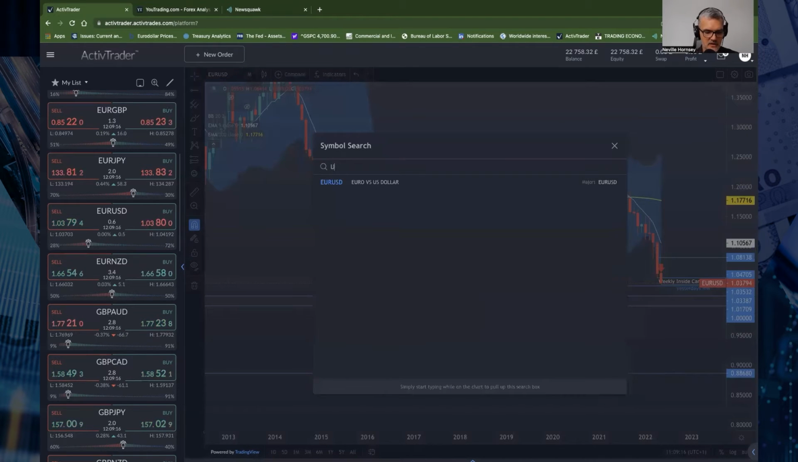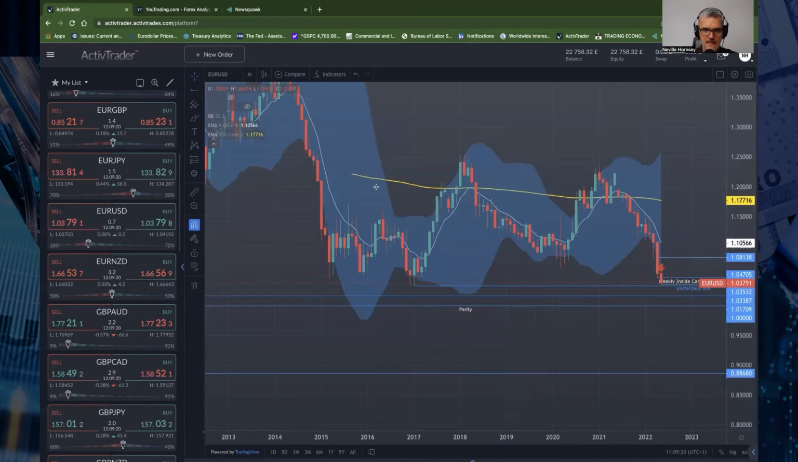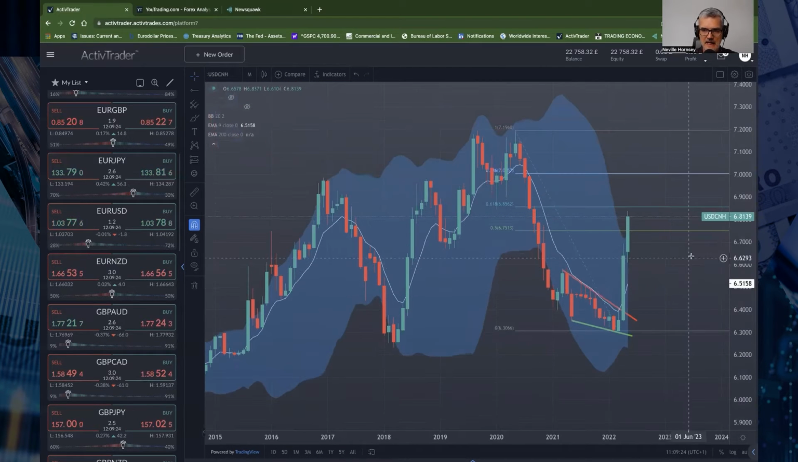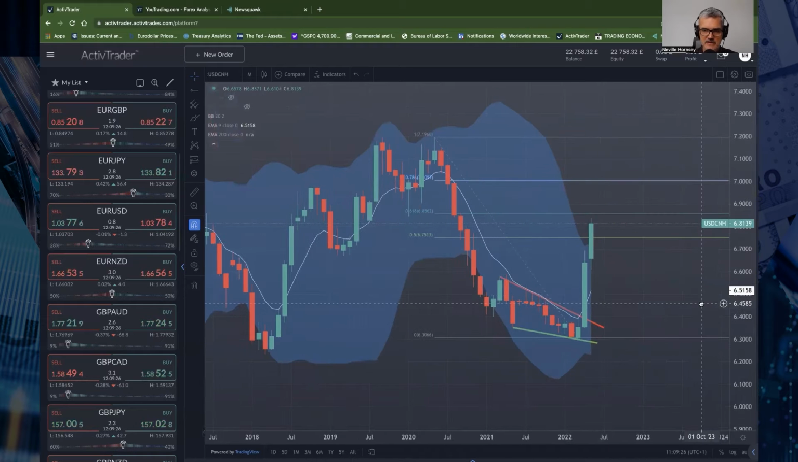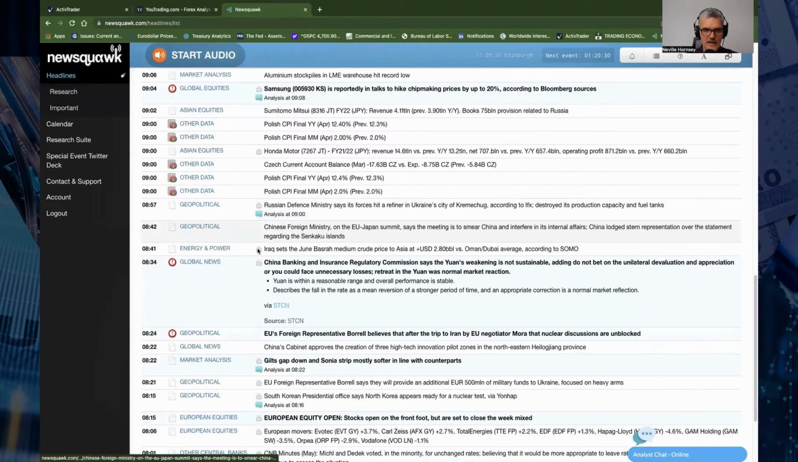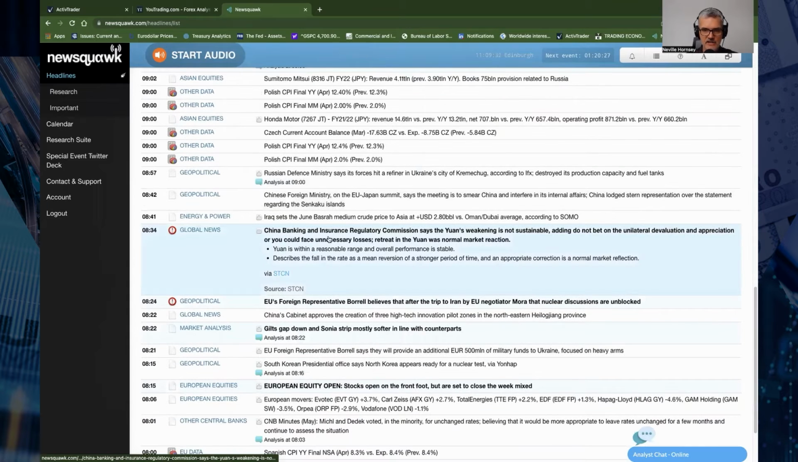If we go to the USD CNH, which is the offshore Chinese renminbi, the Chinese yuan itself is weaker, and it has been for the last couple of months. If I just go to the news and scroll down to earlier today, we can see here China Banking and Insurance Regulatory Commission says the yuan's weakening is not sustainable, adding, do not bet on the unilateral devaluation and depreciation, or you could face unnecessary losses. Retreat in yuan was normal market reaction.